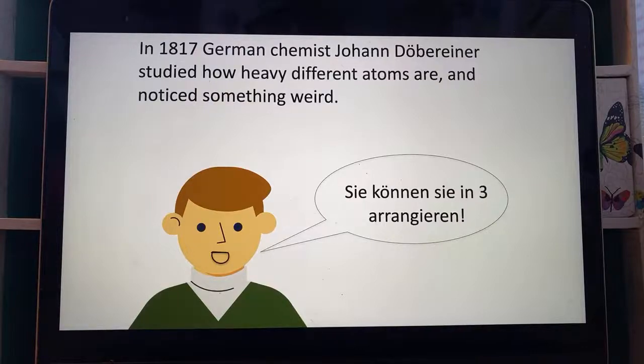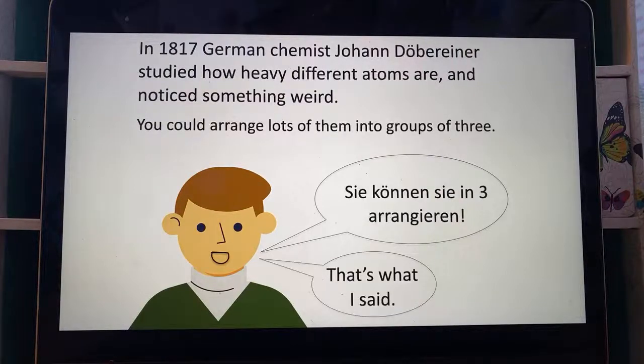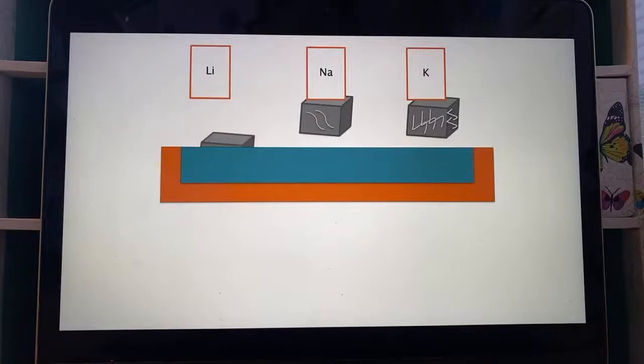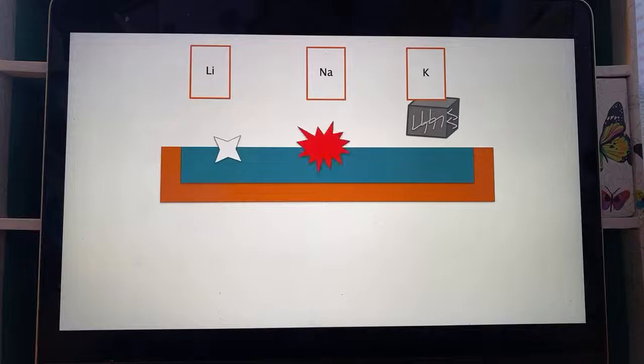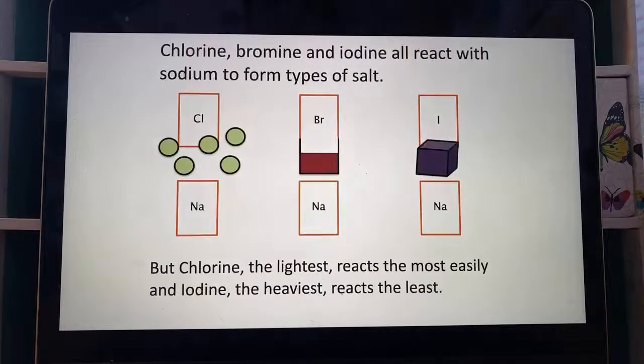So in 1817, this German chemist, Johann Dobereiner, with apologies to anyone who speaks German, noticed how heavy different atoms are, and he did spot something weird. You could arrange lots of the elements into groups of 3. So lithium, for example, reacts a little bit with water. Sodium reacts a lot with water, and potassium really reacts with water. And lithium is the lightest, and potassium is the heaviest, right? You might have known this if you remembered their atomic numbers, how many protons they had.